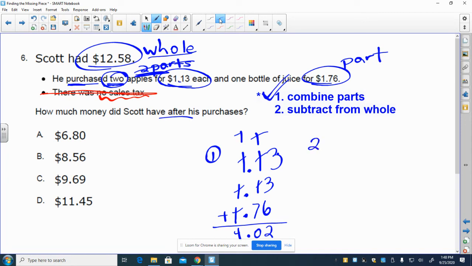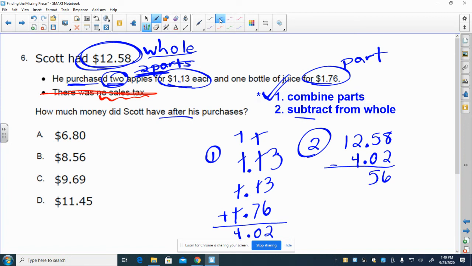Now, step 2 is subtract from the whole. The whole is $12.58. Line up the dot and give it all you've got. We are subtracting $4.02. 8 minus 2 is 6. 5 minus nothing is 5. Bring your decimal down. And 12 minus 4 is 8. Scott had $8.56 after his purchases.